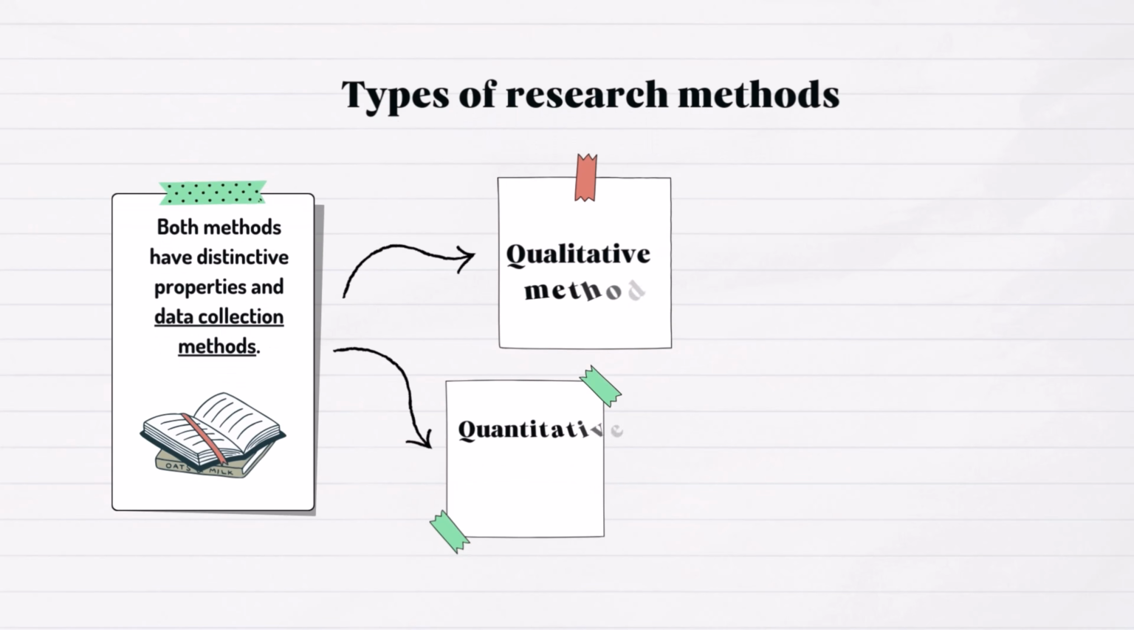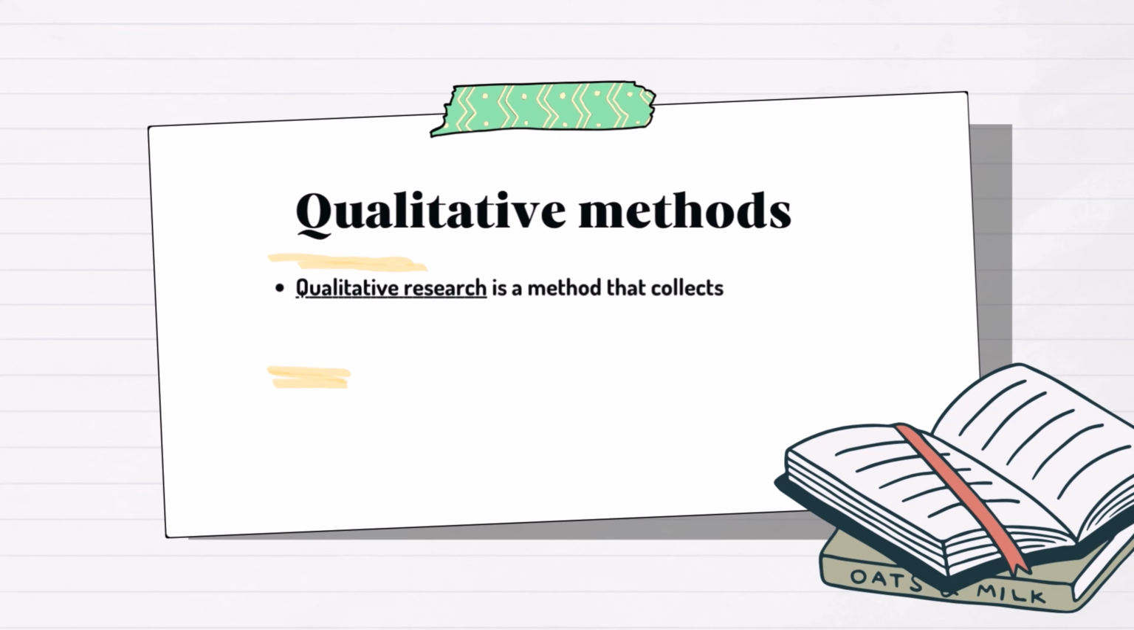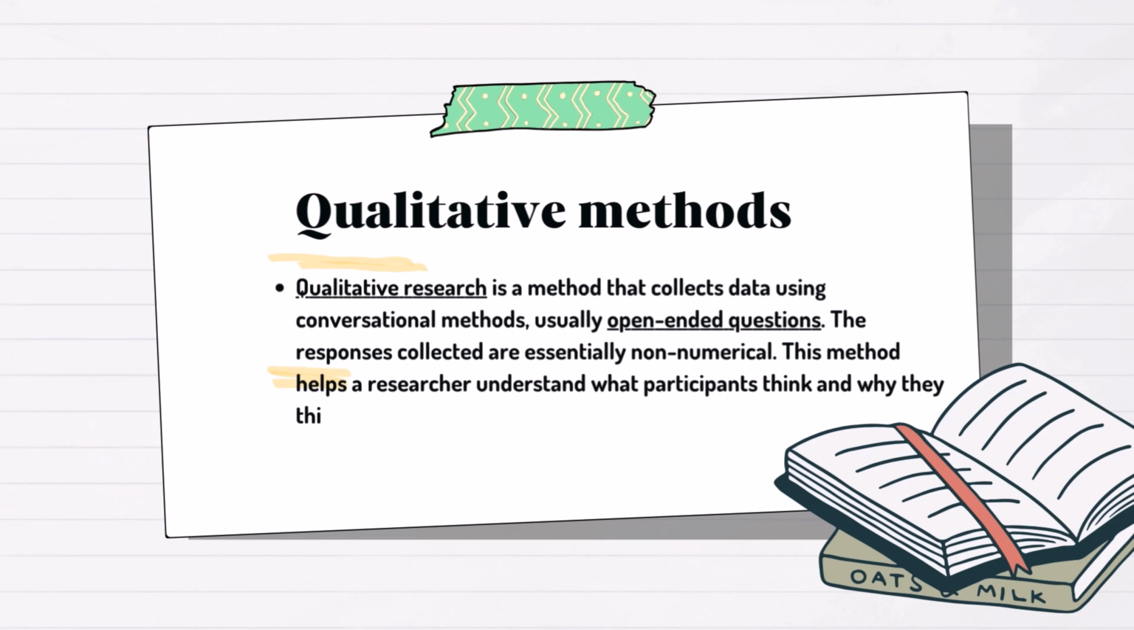Okay, next. Types of research methods. Research methods are broadly classified as qualitative and quantitative. Both methods have distinctive properties and data collection methods. 1. Qualitative methods. Qualitative research is a method that collects data using conversational methods, usually open-ended questions. The responses collected are essentially non-numerical. This method helps a researcher understand what participants think and why they think in a particular way.